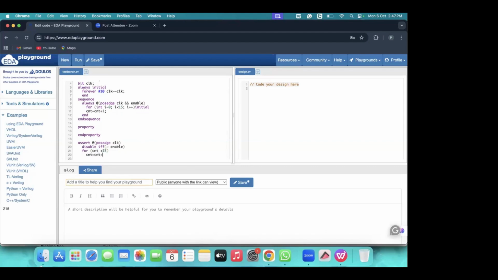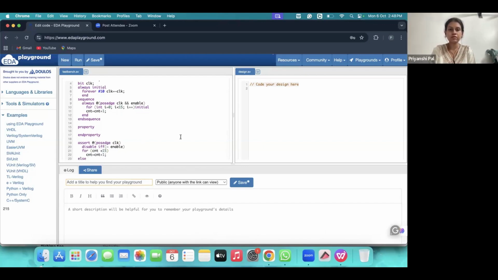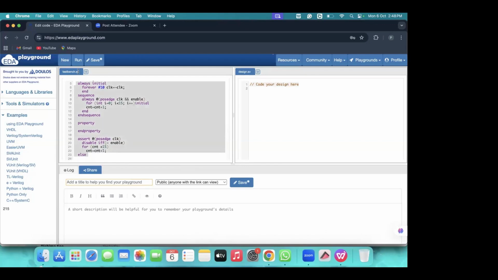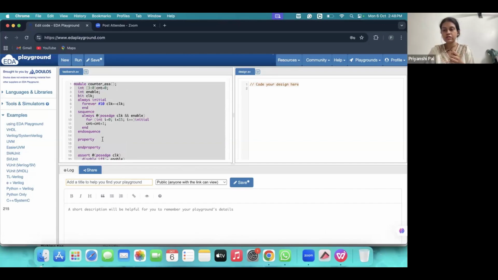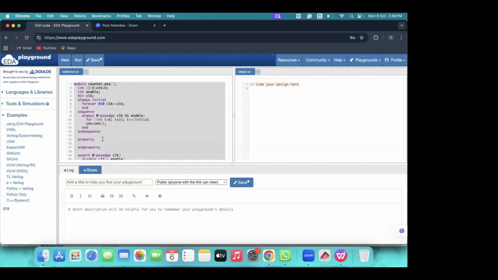Yeah, after that you can write the else part. You know how to write the constraints? Yes. They are written within curly braces.